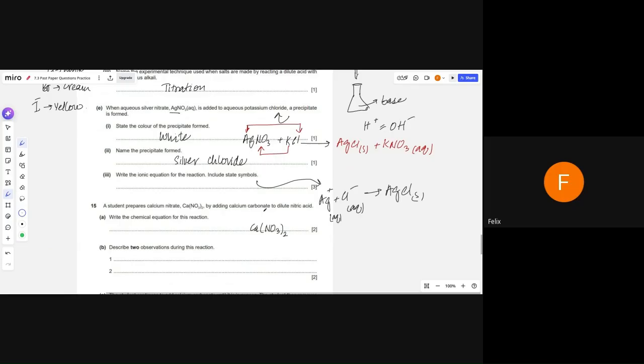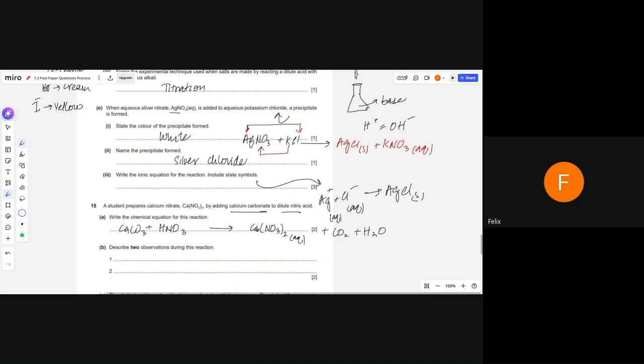By adding calcium carbonate, so very simple question. They have given us the names of the reactants, so the chemical equation will be, since it is nitrate, it will be aqueous, soluble in water. So calcium carbonate is CaCO3 plus dilute nitric acid, HNO3, and this will give Ca(NO3)2 plus CO2 plus H2O.